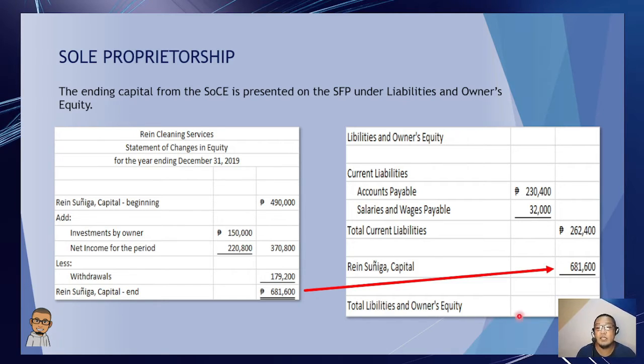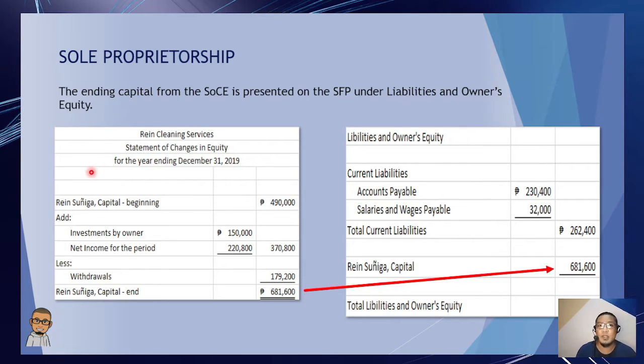Okay, so it's fairly simple to present a statement of changes in equity for a sole proprietorship. You only need to write the name of the company. You have to inform the users what statement you are showing them, in this case, the statement of changes in equity. Also, you have to inform them what period this is for. Now, that is very important.